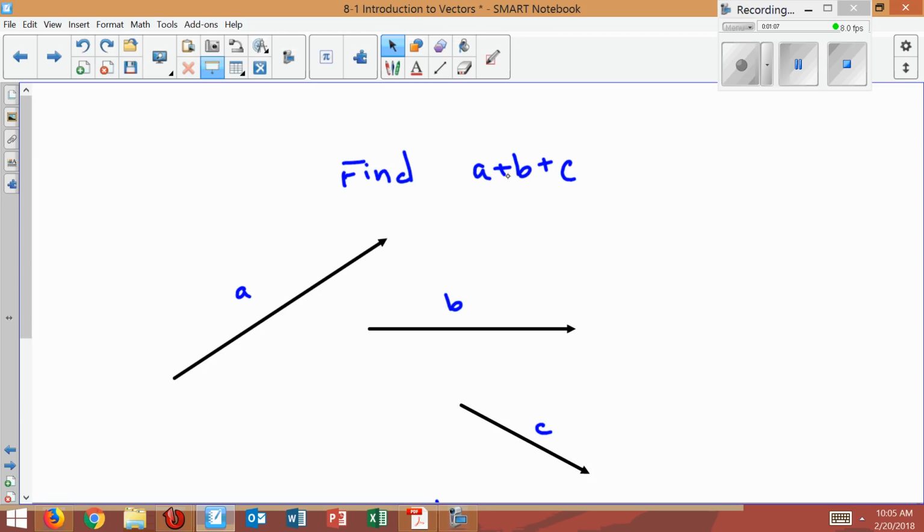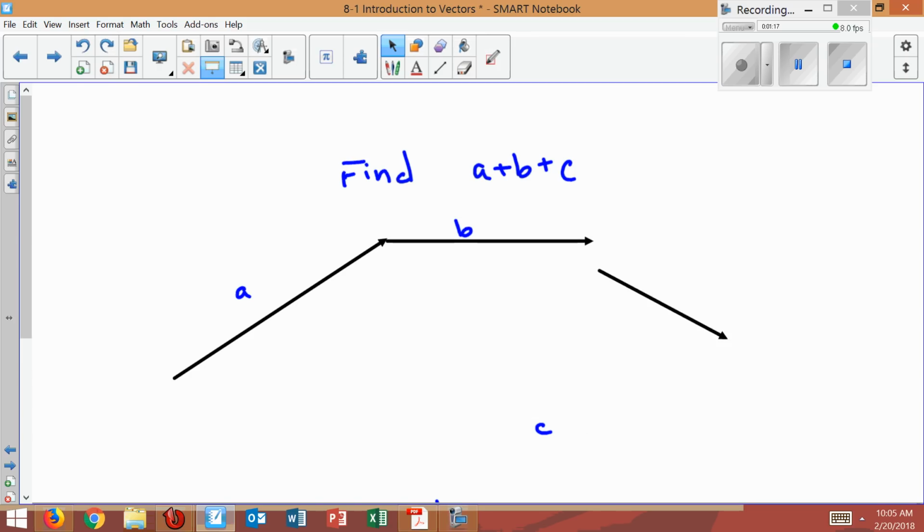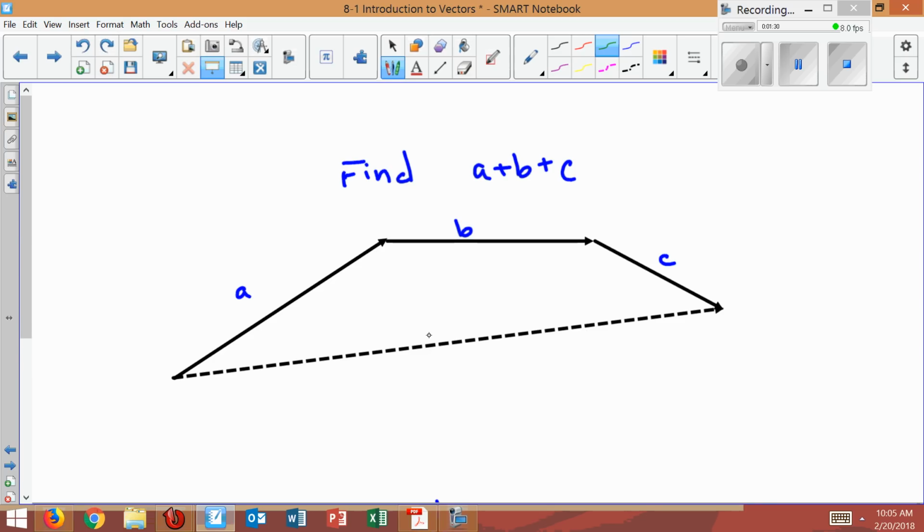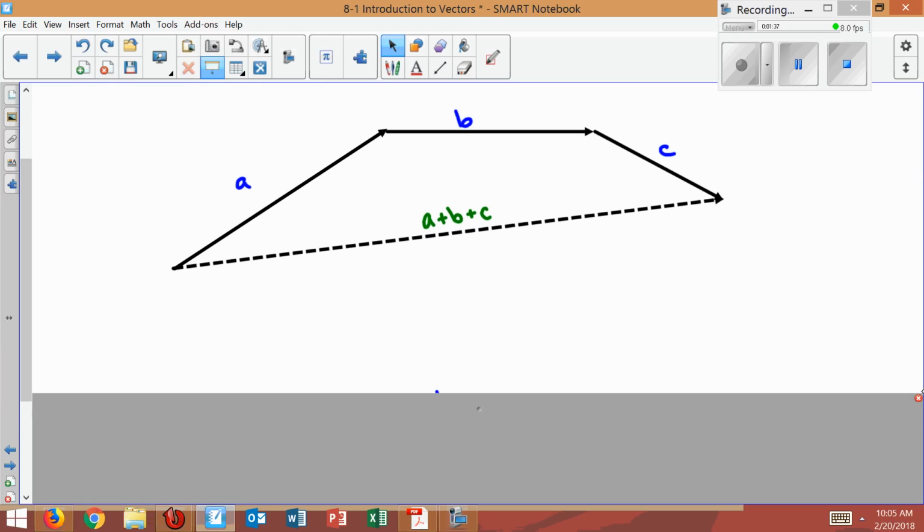Here, it says find A plus B plus C. Now, we could just simply add these and say, okay, this one's A plus B, and now this is C, and we get this value here. Now, when we add them together, the actual answer would be represented by this dotted line here, going from the start to the finish. We would call this one here A plus B plus C.